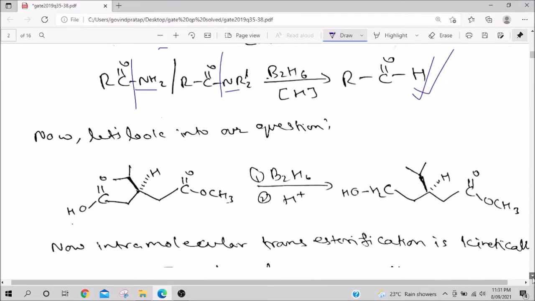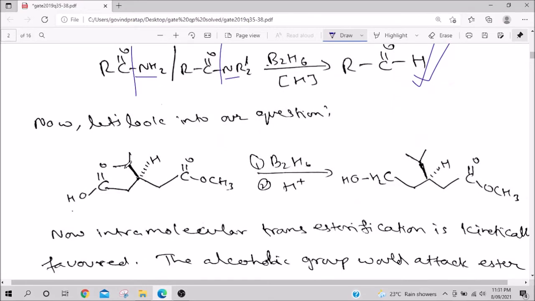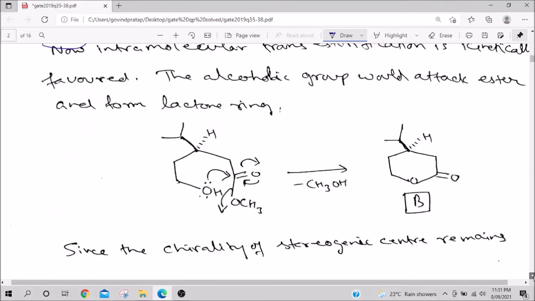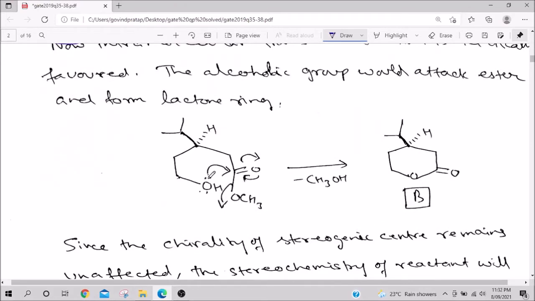Now, let us focus on the question. Very clearly, in our question we have our carboxylic acid and we have our ester. Just now we said the ester remains untouched, only the carboxylic acid reduces. So, the first step will of course be reduction of carboxylic acid to alcohol, and then when the alcohol is formed, very simply it will undergo transesterification. Why? Because the ester group is there, and intramolecular cyclic formation is kinetically and thermodynamically favored.